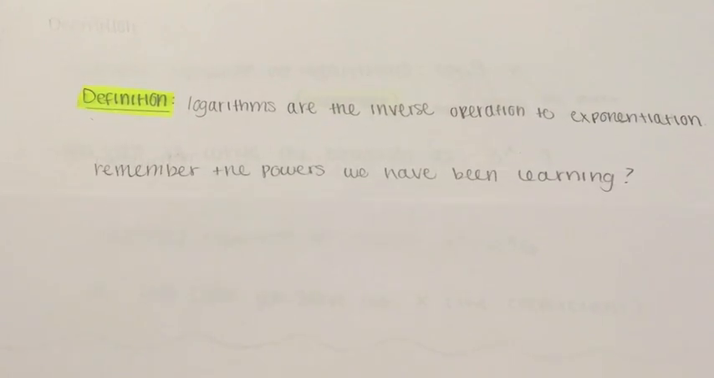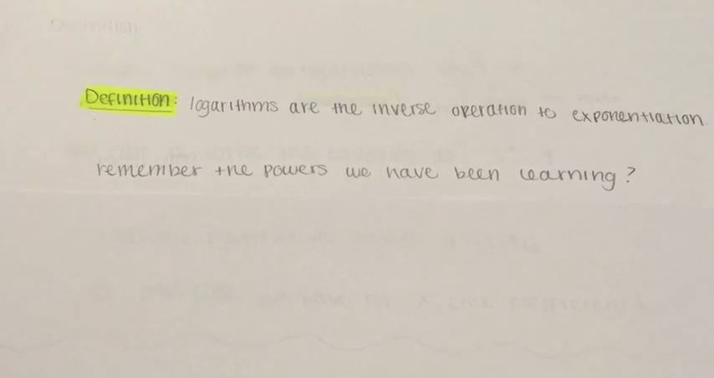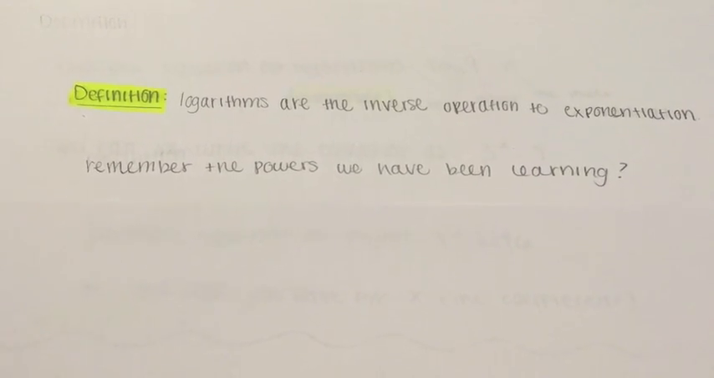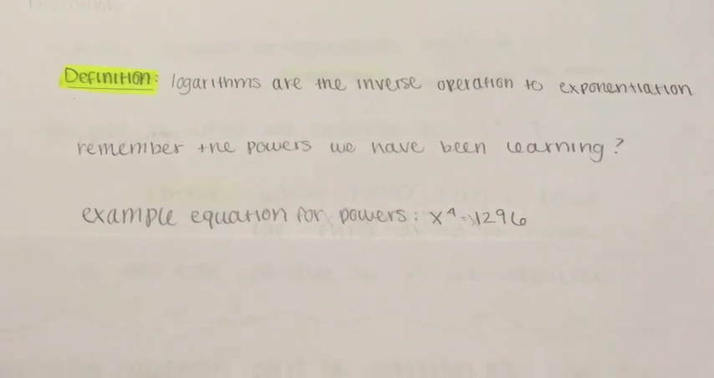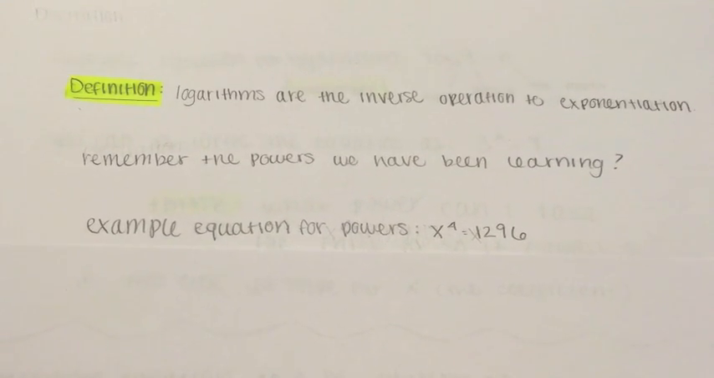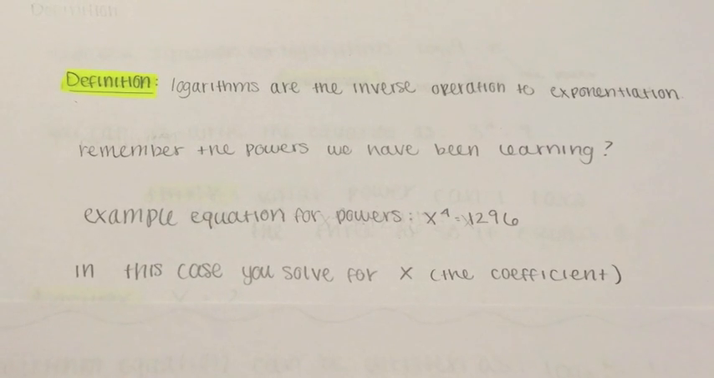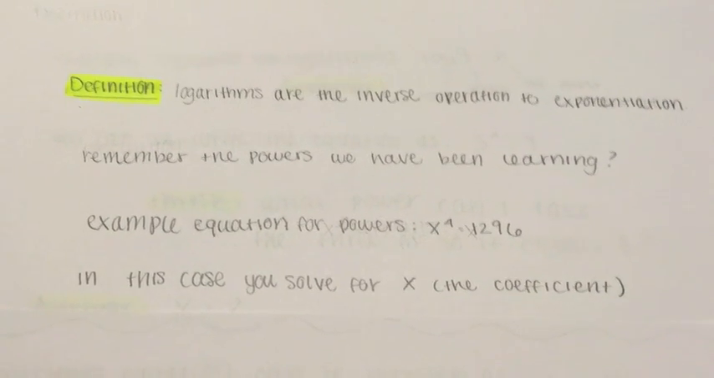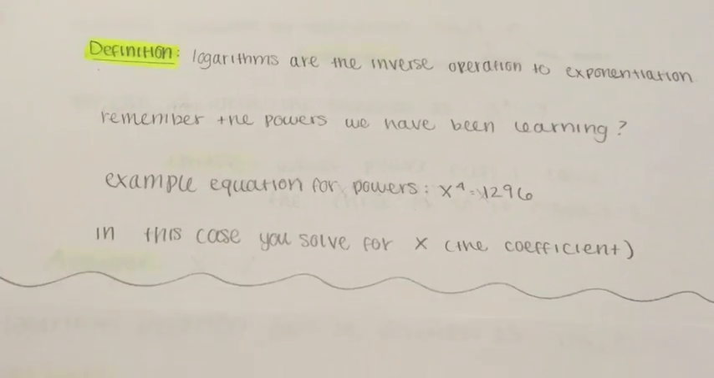The definition of a logarithm is the inverse operation to exponentiation. Remember the powers we've been learning? When you're working with an equation with powers, you are given the exponent, but not the coefficient. For example, x to the fourth equals 1,296. In this case, you solve for x, the coefficient. But with logarithms, you are given the coefficient and must find the exponent.